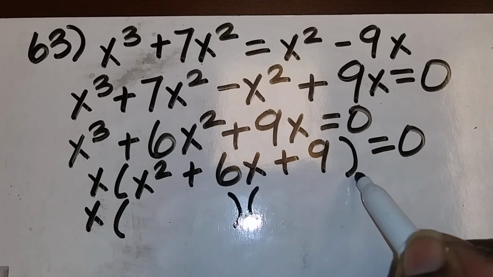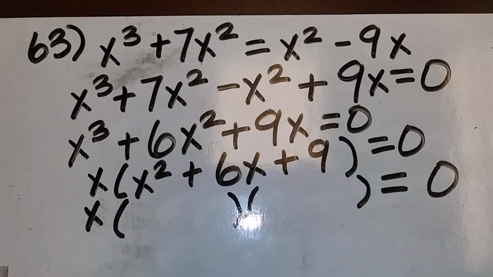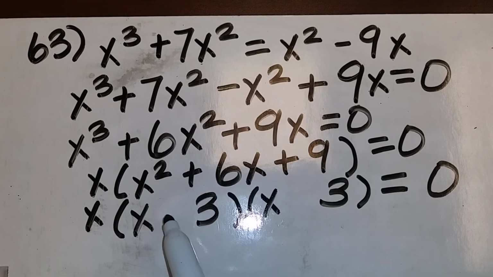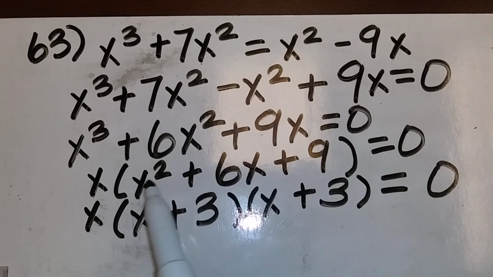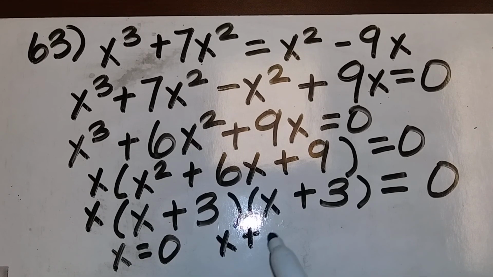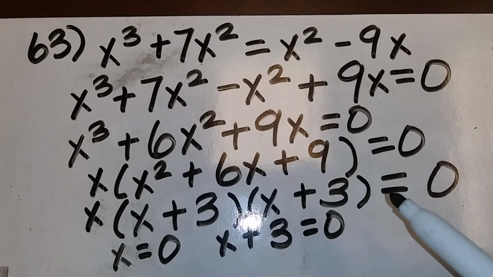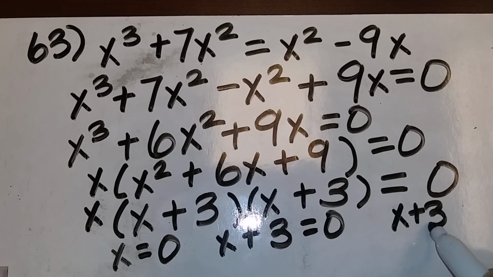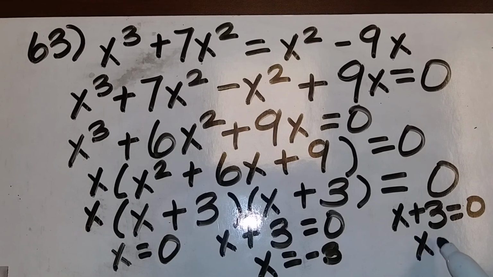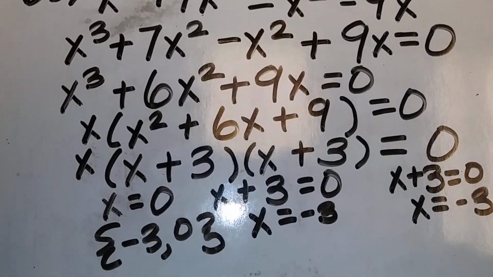We can do an easy trial and error because my leading coefficient is positive 1. What multiplies to give me 9 and adds to give me 6? 3 times 3 is 9. Positive 3 plus 3 is 6. And this is a perfect trinomial. So x equals 0. X plus 3 equal 0 twice. So x equal negative 3 and x equal negative 3 again. So if I write this as a solution set, my answer is negative 3 and 0. And that is my answer.